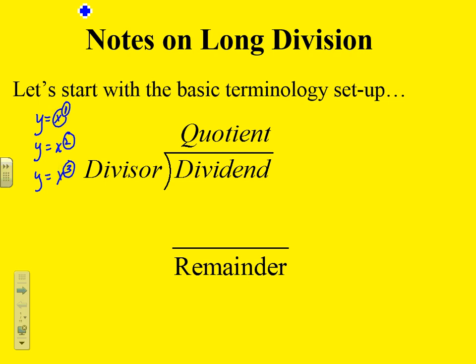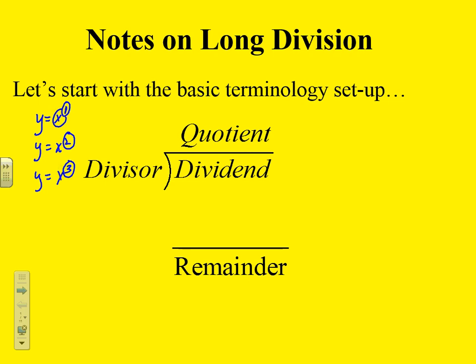So just some quick vocabulary reminders. The thing that you're actually dividing into is called the dividend. The thing you're doing the dividing with is called the divisor, and the answer is the quotient. And of course, sometimes we're going to wind up with a remainder.